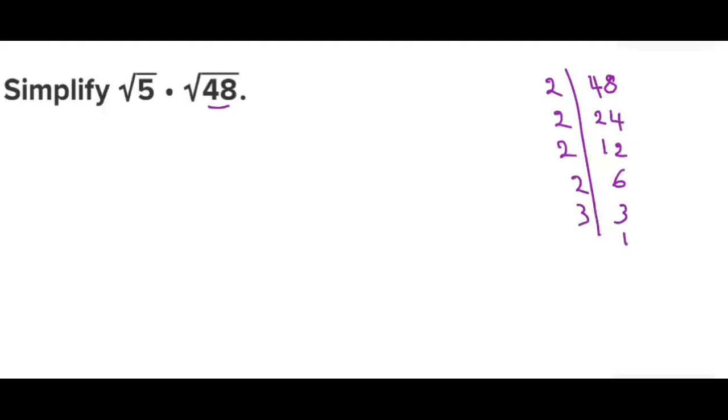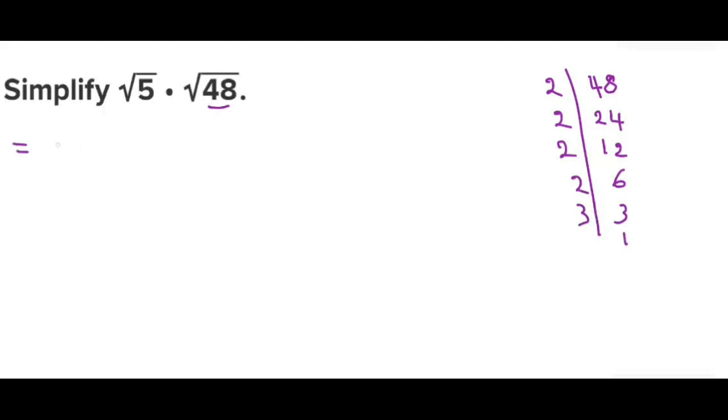Now simplify square root 5 times square root 48. We know that square root 5 will stay square root 5 because 5 is just a prime number. So let us see the 48. How do we factor the 48? So let us make prime factors for 48. So 48 will be divided by 2 to be 24, divided by 2 to be 12, divided by 2 to be 6, and by 2, 3, and 3, and 1.